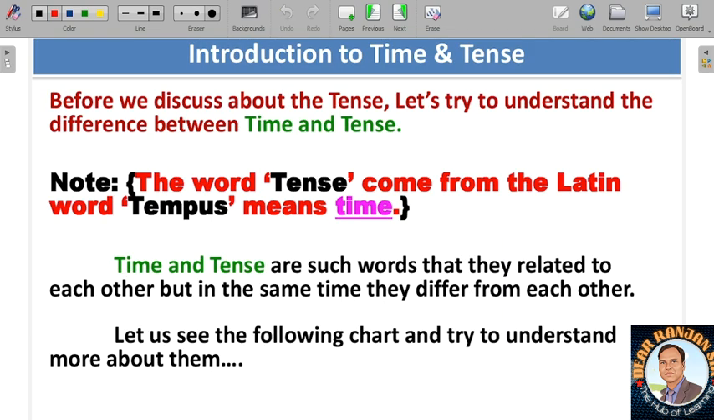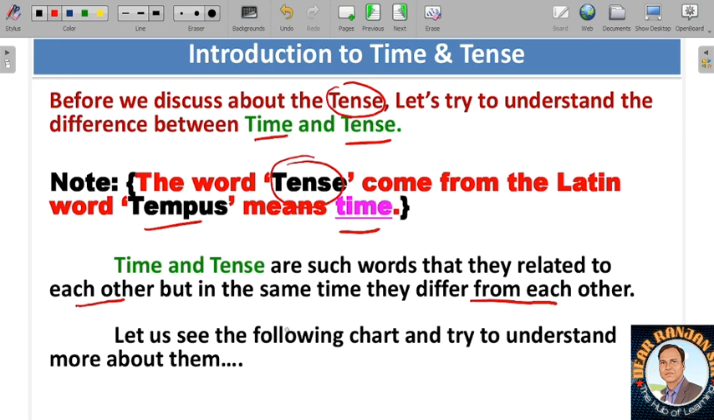See, before we discuss tense, let's try to understand the difference between time and tense. The word tense comes from the Latin word tempus, which means time. That means time and tense are words that are related to each other, but at the same time they differ from each other.